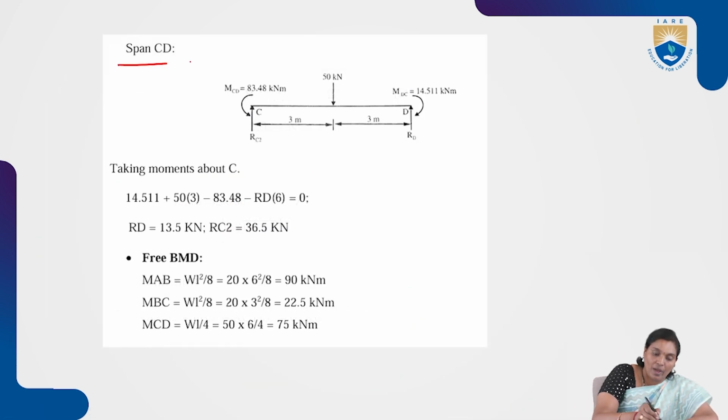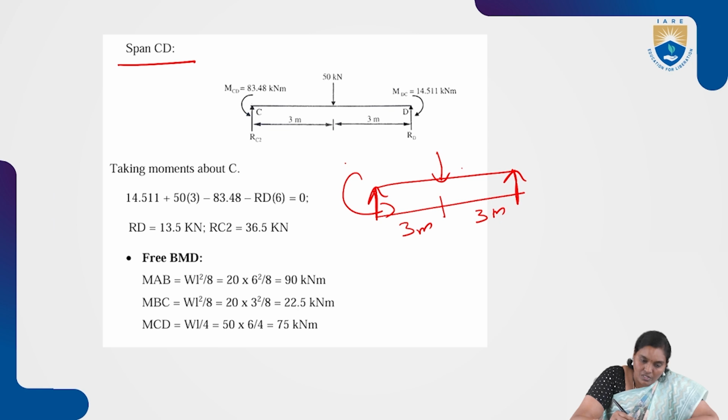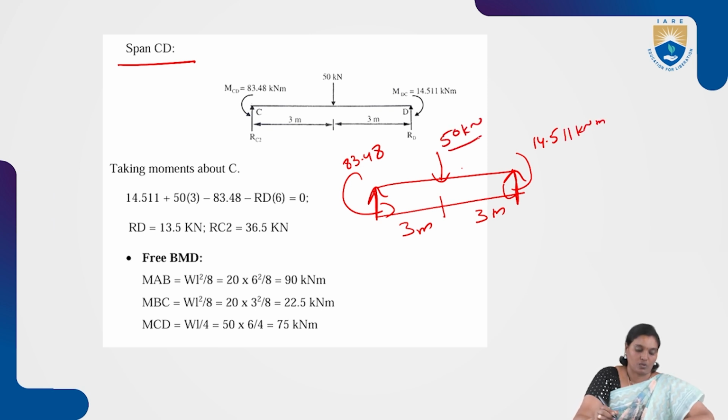Now consider the span CD. In this CD, it is different, with a point load at the midpoint. This is 3 meters and this is 3 meters. MCD is equal to 83.48 and the other moment is 14.55 kilonewton meter. This is a 50 kilonewton point load. Till the previous spans, those were all uniformly distributed loads. This is the point load.